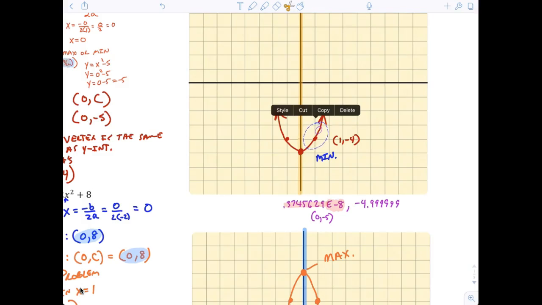Second calc. We're going to do the minimum. So you're doing the 3, correct?